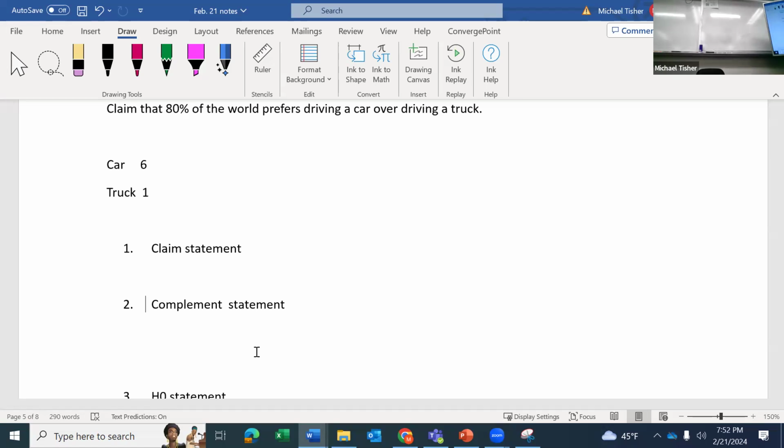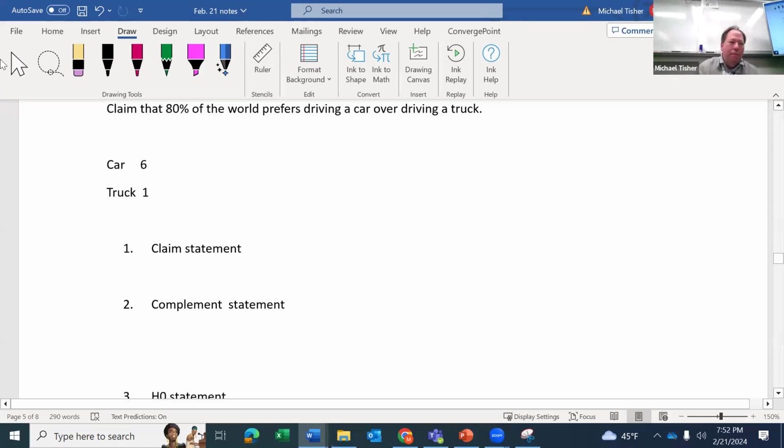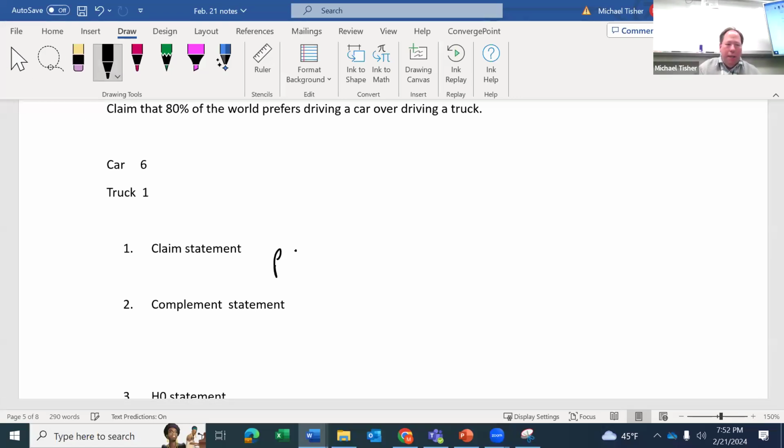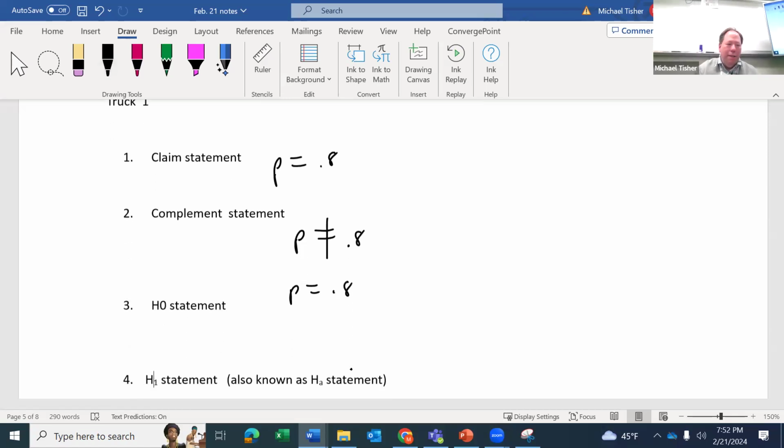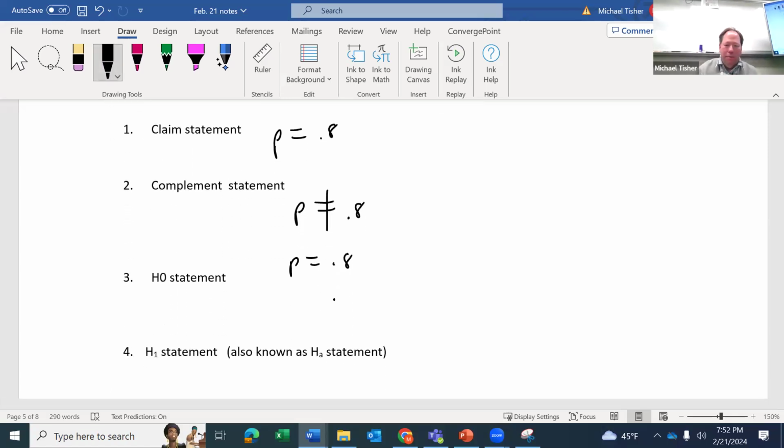Okay, all right. Okay, we got it, so let's fill it in, and then we'll proceed with the rest of this problem. Okay, so claim, P is what? P is equal to 0.8. The complement is P is what? Not equal to 0.8. And H0 is P is what? Equal to 0.8. And then HA is what? Not equal to, yes.